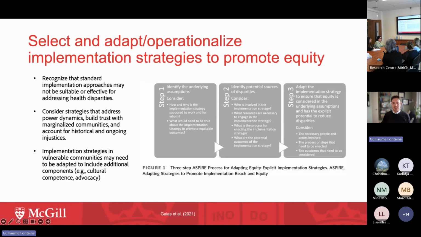So a few last words. Once you've identified the problem from an equity perspective, and this can be done in multiple ways, it could be done with quantitative data, it can be done with qualitative data, and optimally you would combine both. So looking at what the quantitative data says and looking at the life experiences of people as well. And then you need to think about how you're going to improve access to care and looking at the implementation strategies that you're going to use.